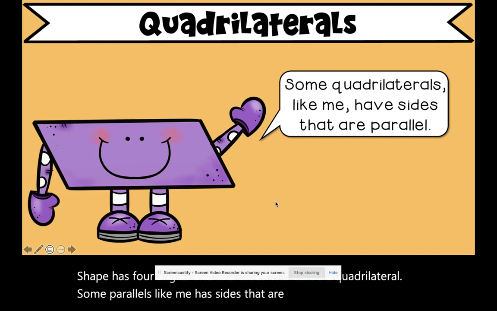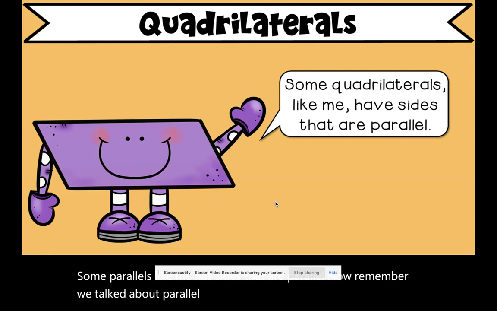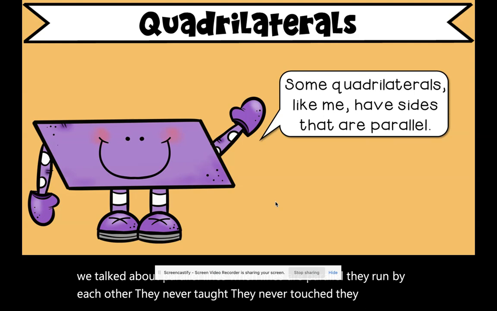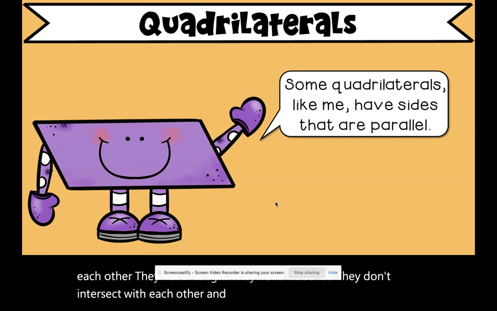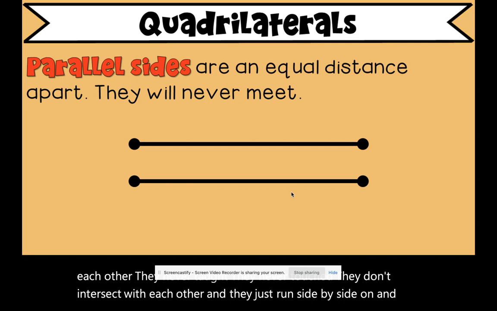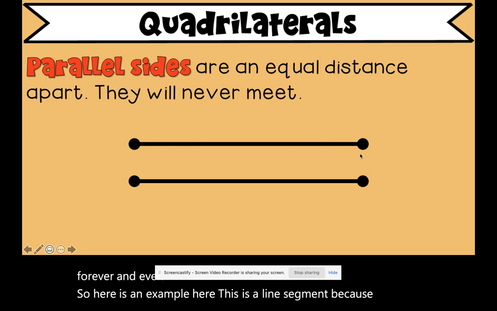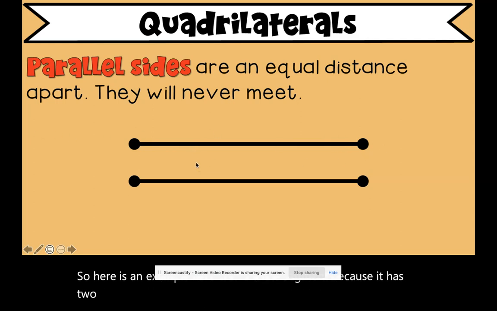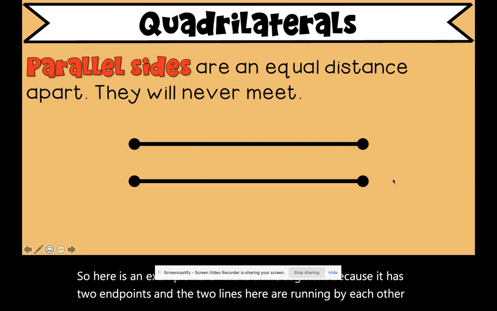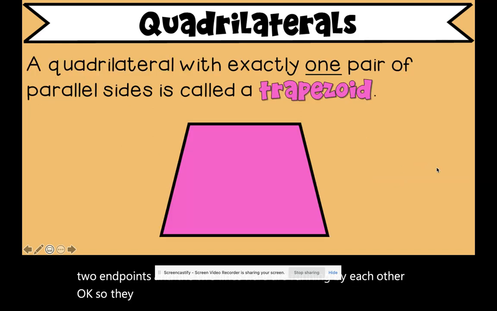Now remember, we've talked about parallel lines. When lines are parallel, they run by each other. They never touch, they don't intersect with each other, and they just run side by side, on and on, forever and ever. So here is an example here. This is a line segment because it has 2 endpoints, and the 2 lines here are running by each other, okay? So they are parallel.